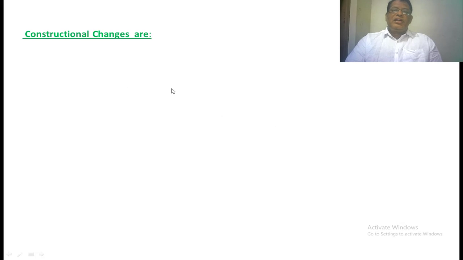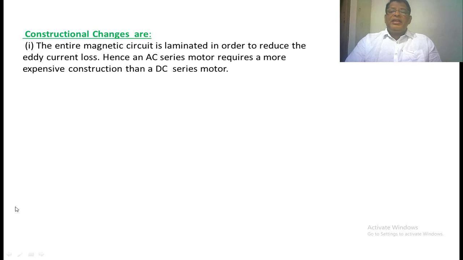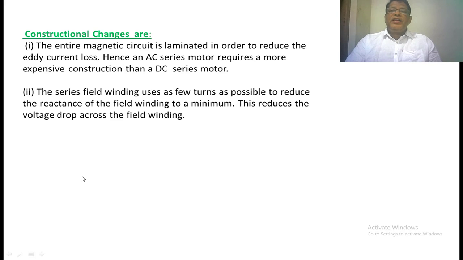So when you are going to use the DC series motor as an AC series motor, we have to do some construction design changes so that we can expect more efficiency from the motor. So what are the changes we are going to make? The entire magnetic circuit should be laminated to reduce the core losses because this motor will be operating on an AC supply. The series field winding has fewer turns when compared to the DC series motor because we are applying AC voltage. Along with the resistance, it has a reactance also. To reduce the reactance and minimize the voltage drop in the series field winding, we decrease the number of turns in the series field winding when compared to the DC series motor.